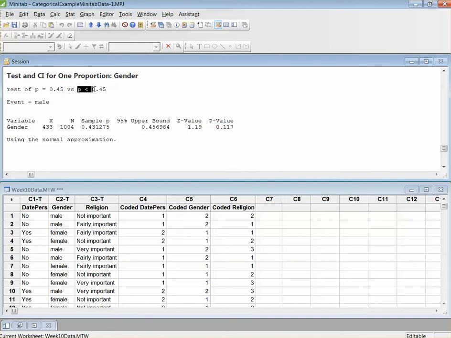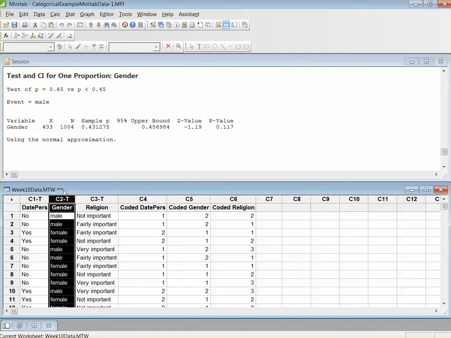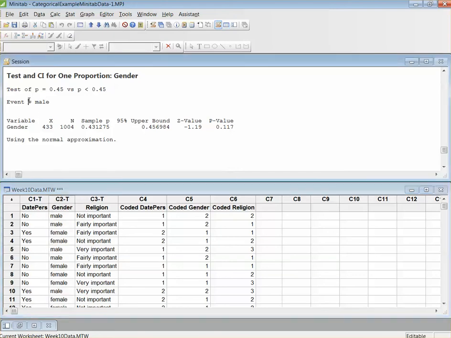This right here is our alternative, P is less than 0.45. Remember, what we're actually testing is the event male. So what we want to know is if the number of males, so here we've got men and women in this column, but what we're testing is the event male, if the proportion of males is less than 0.45 or 45%.